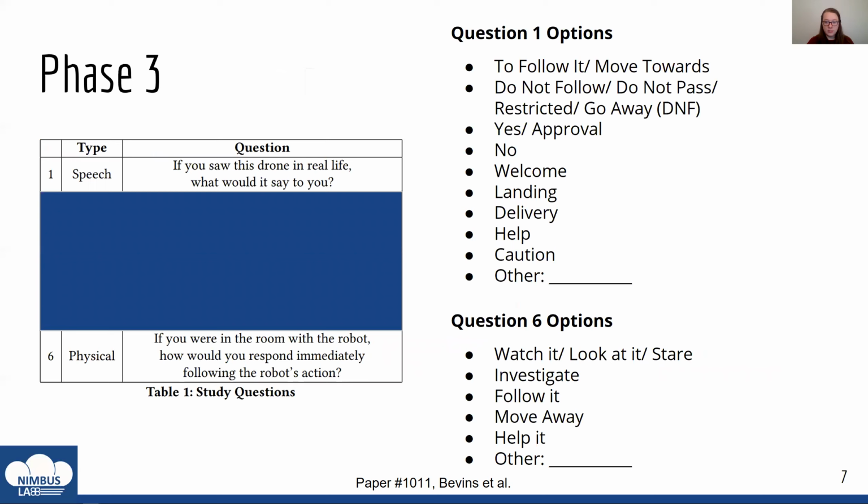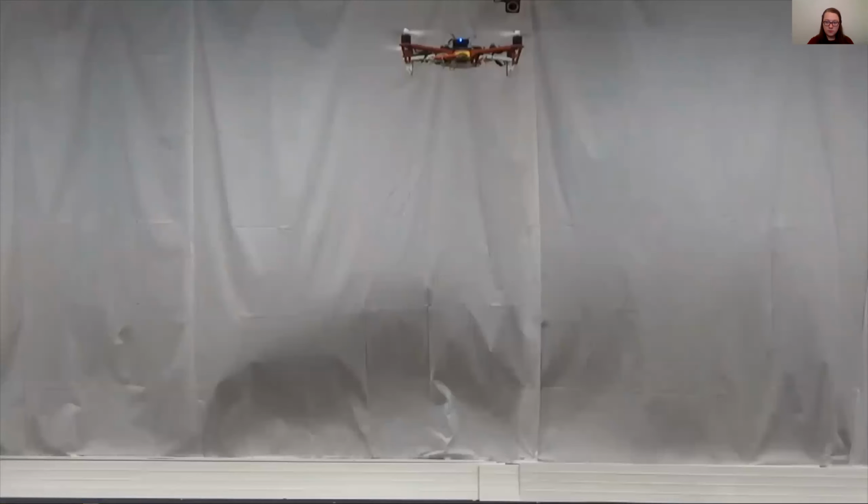Through the process of phase 2 and based on the response categorization, we found the need for a physical and a speech-based question. Based on the response categorization, we saw that these 2 questions, 1 and 6, together were expected to provide a more rounded response of what each participant would expect to do and how they would interpret the drone. The full list of options participants were given can be seen on the right side of the screen. Some of the options are similar for both questions as they are appropriate answers for both questions.